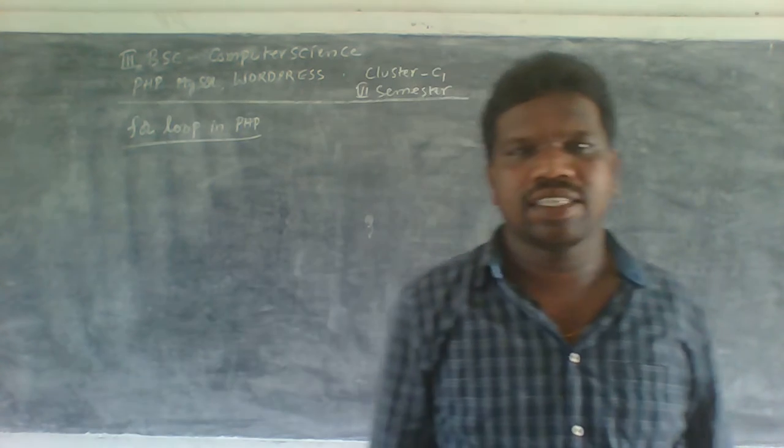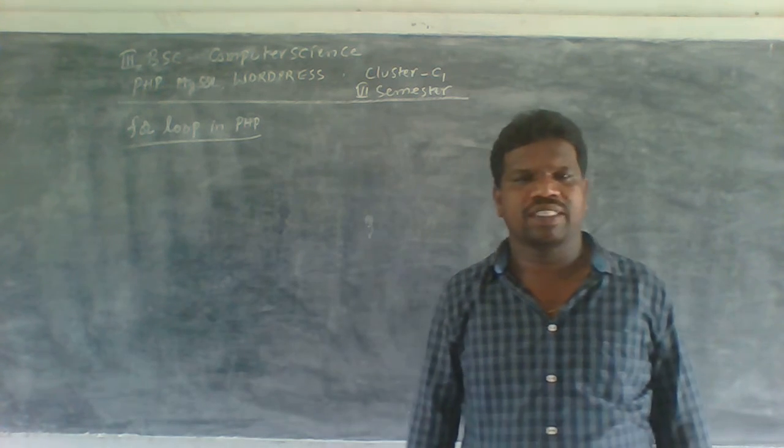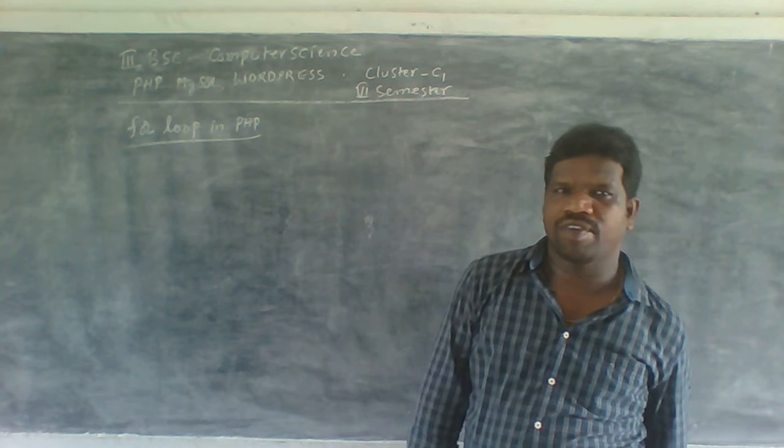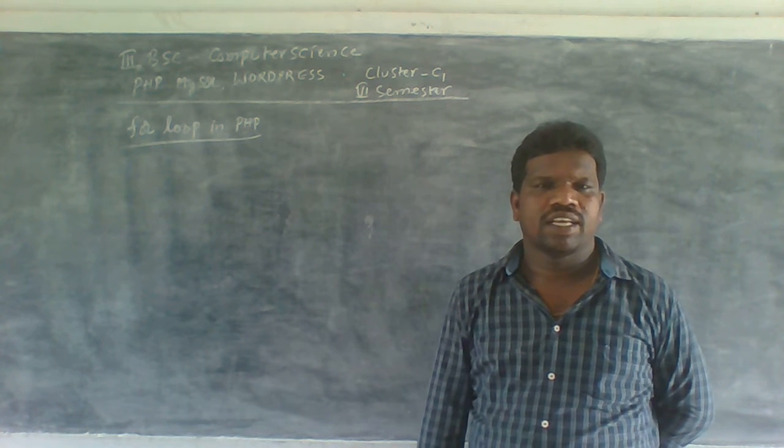A for loop is an entry control looping statement. If the condition is true, the body will be executed here.